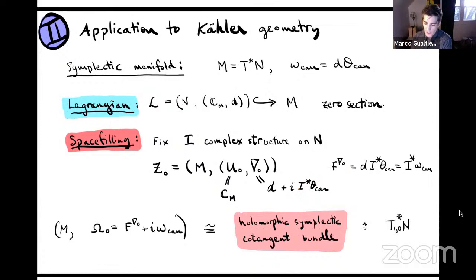The curvature will be I star applied to the canonical symplectic form of the cotangent bundle. And so when we put the curvature together with the symplectic form, what we get is the holomorphic symplectic structure on the complex cotangent bundle. Right? We all know that if you have a complex manifold and take its holomorphic cotangent bundle, that will be holomorphic symplectic. And indeed, that holomorphic symplectic structure is coming from a space-filling brane on the underlying real symplectic manifold. So in this sense, the complex structure is encoded in the space-filling brane on the cotangent bundle.